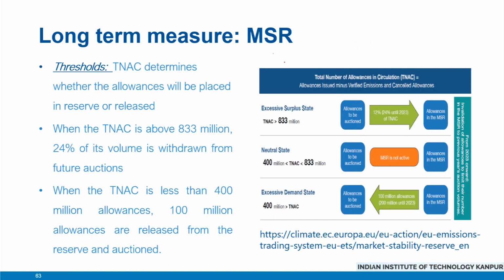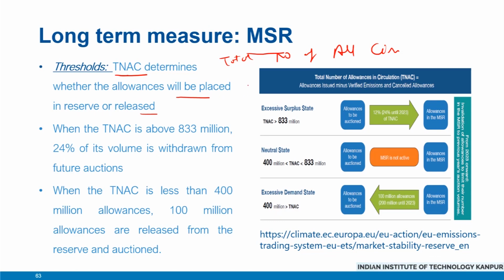Now let us understand the workings of this MSR through its thresholds and key rules. So each year, the European Union EU Commission publishes by 15th May the total number of allowances in circulation, what we call TNAC. What is this TNAC? Total number of allowances in circulation. This TNAC serves as the exclusive indicator whether allowances will be placed in the reserve, if so, how many, and whether allowances will be released from the reserve. So there are two guiding principles to be understood.